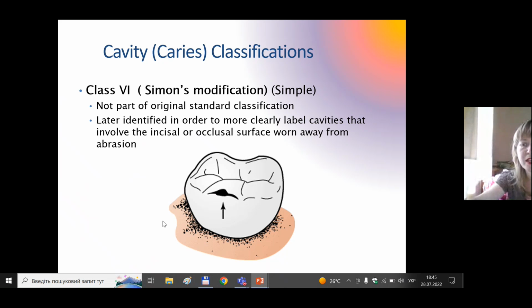So, to these cavities refers cavities that develop on cutting edges, cusps, equator of the tooth. Actually, to these cavities belong non-caries lesions and caries that develops as a result of non-caries lesions, as a result of tooth wear, for example.